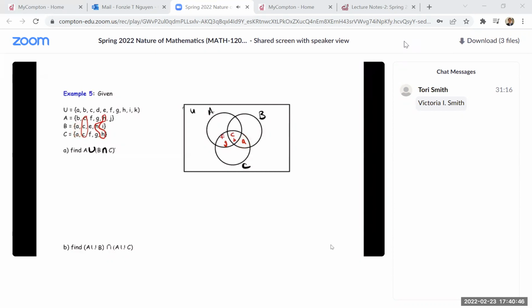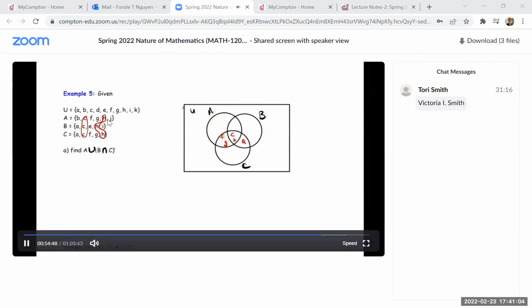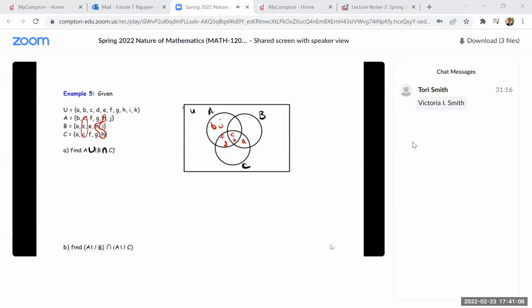All right, now we have to fill out the rest of the stuff. So what's gonna go in just A? We already have the F and the G here, so it's just gonna be B and J, right? Mm-hmm, the B and the J. All right, what's gonna go in just B?